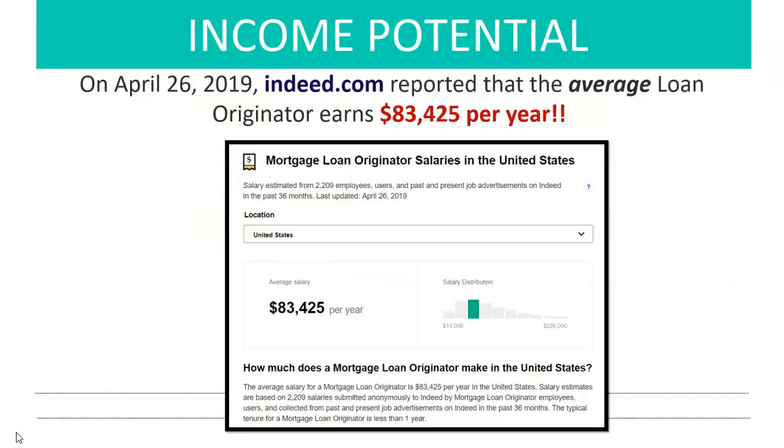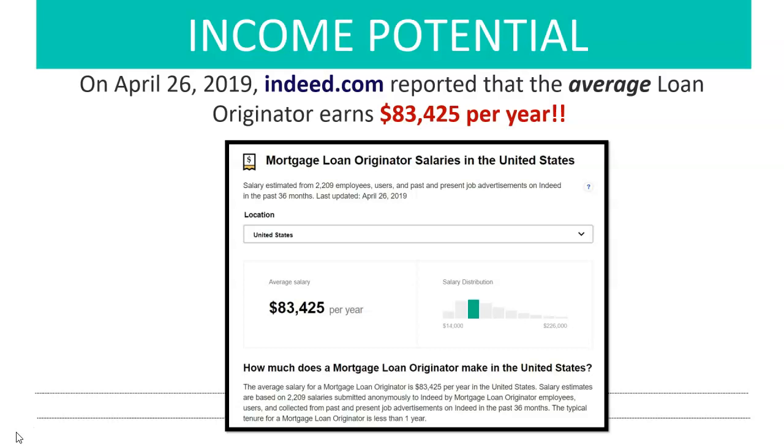Why would you want to become a mortgage loan originator? What is the income potential? Well, let's take a look. In April of this year, Indeed.com reported that the average mortgage loan originator made $83,000 a year. That's the average. That's not even the top. But the average mortgage loan originator across the United States earned $83,000 a year. That's a lot of money.